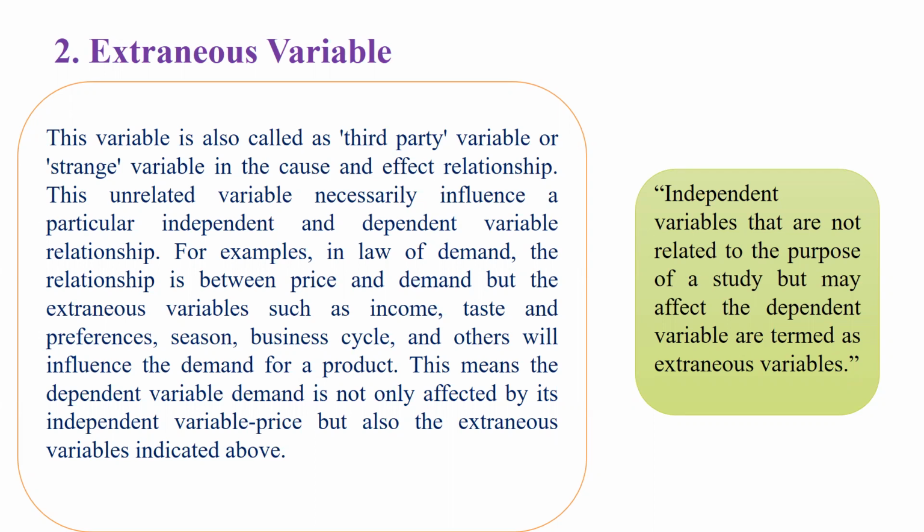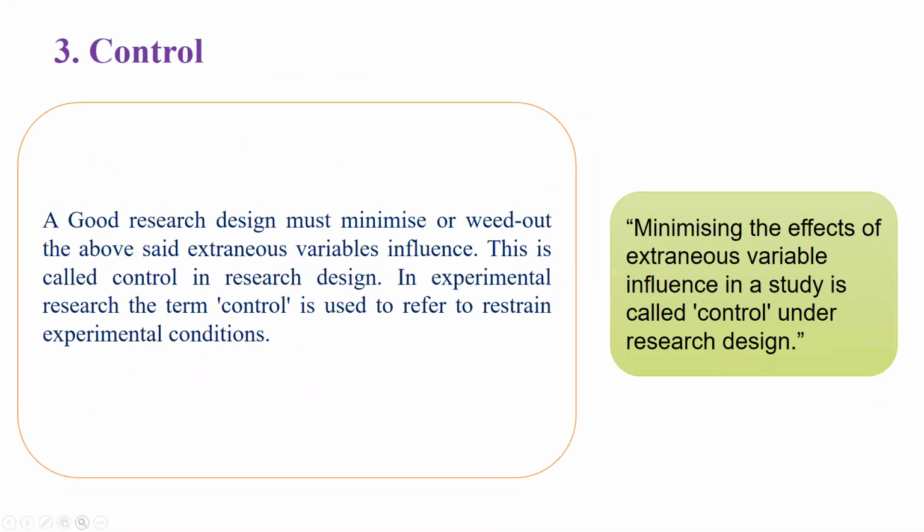Okay, so if you take this example of the law of demand, it shows the relationship between price and demand. But apart from price and demand, there are other variables that also affect the law of demand. That is income, taste and preferences, season, business cycle, and others. So that is known as extraneous variables. Extraneous variables are nothing but independent variables that are not related to the purpose of your study, but may affect the dependent variable.